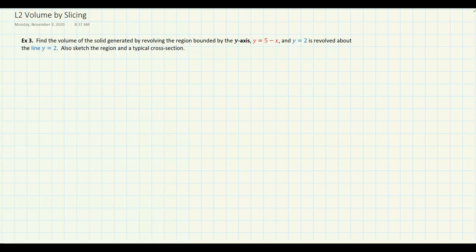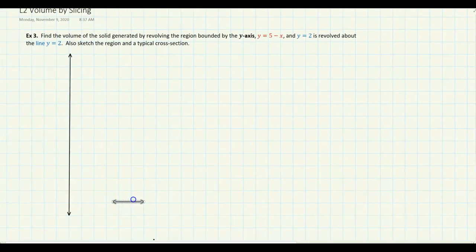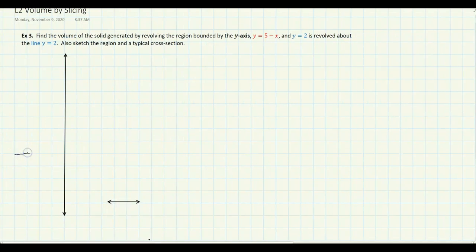Alright, so find the volume of the solid generated by revolving the region bounded by the y-axis, the line 5 minus x, and the line y equals 2. So let me go ahead and draw the y-axis right here, and the x-axis, so that I can draw the lines.